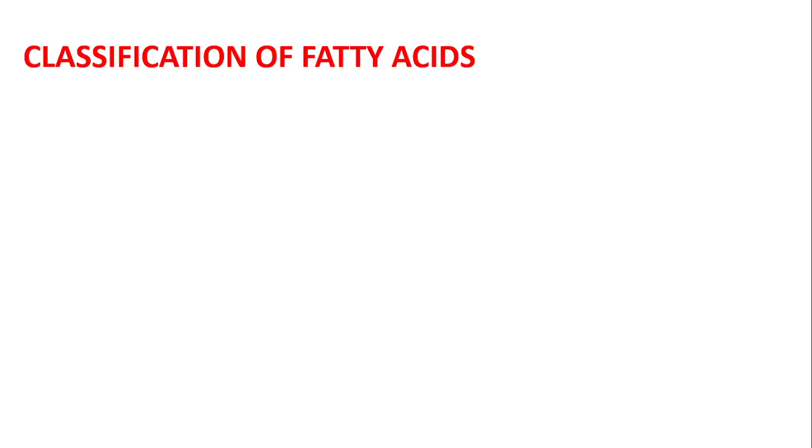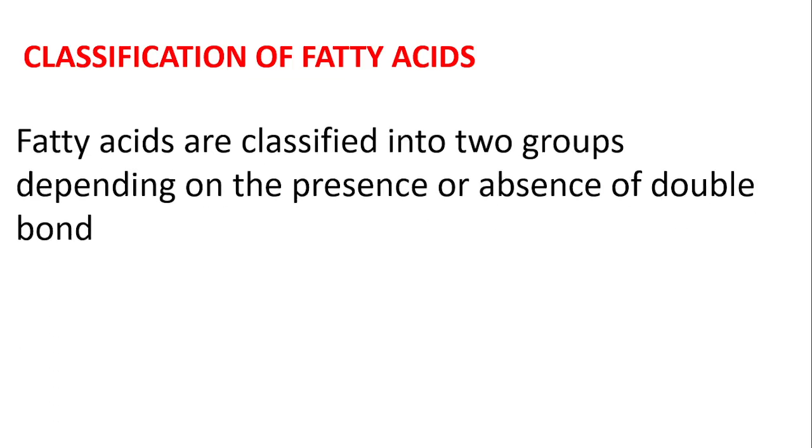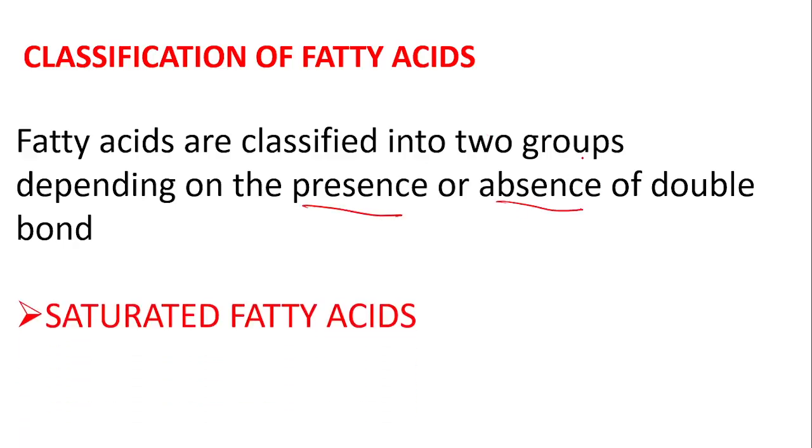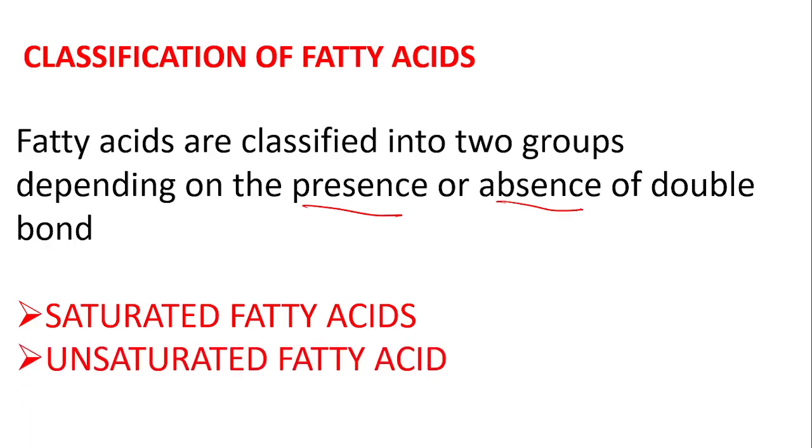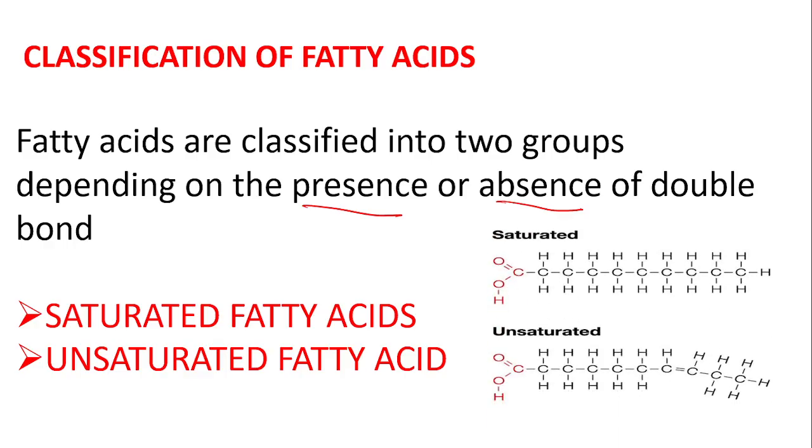So, classification of fat acids. This is where I'll now go a bit in detail and explain. Fat acids are classified into two groups. This depends on the presence or absence of a double bond. So fat acid can be classified as saturated fat acid and also unsaturated fat acid.